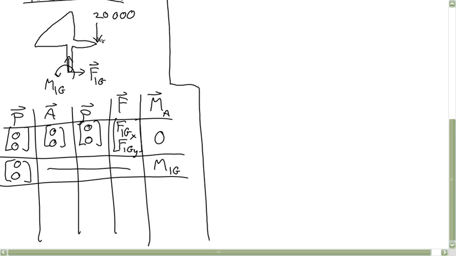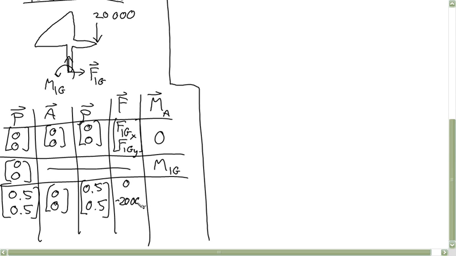Then we have this force. It's acting at 0.5, 0.5. The about point is still 0, 0. So rho is 0.5, 0.5. The force vector is 0, negative 20,000. And so you get a moment of negative 10,000.